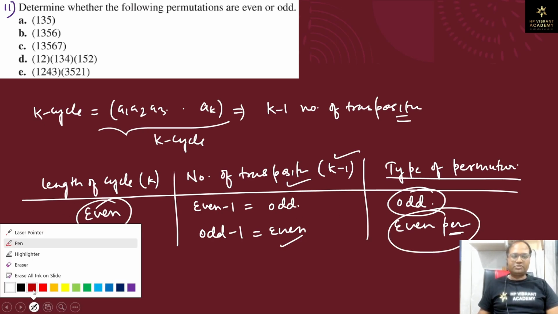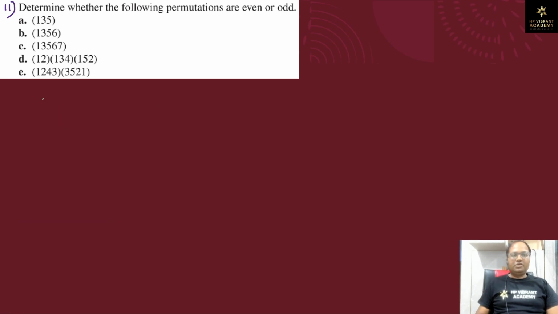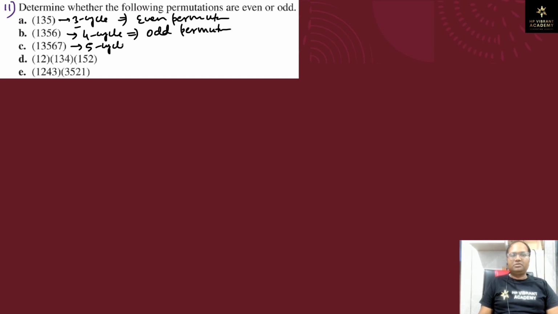So let us solve these questions based on this concept. This is a 3 cycle. The length of the cycle is odd, so we have an even permutation. Now this is (1 3 5 6), so this is a 4 cycle. The length of the cycle is even, so we have an odd permutation. Now this is (1 3 5 6 7), which is a 5 cycle. The length of the cycle is odd, so we have an even permutation.